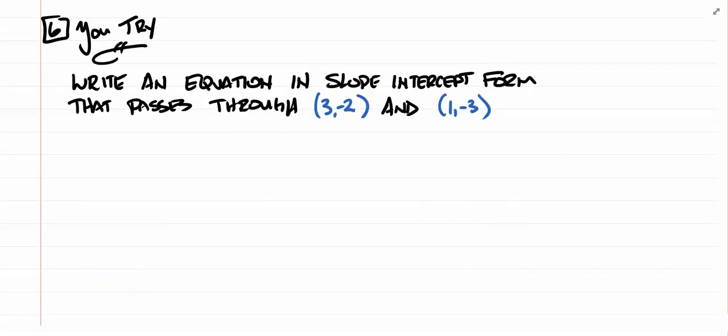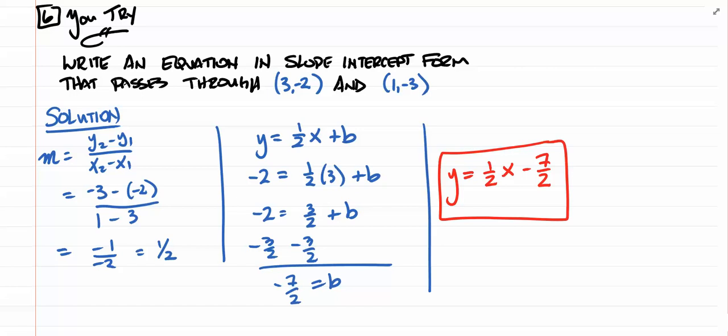Okay, box number 6 is a U-try. Write an equation in slope-intercept form that passes through (3, -2) and (1, -3). Look back to box number 5 for guidance. Hopefully you got the right answer, but if not, here's the solution, okay?